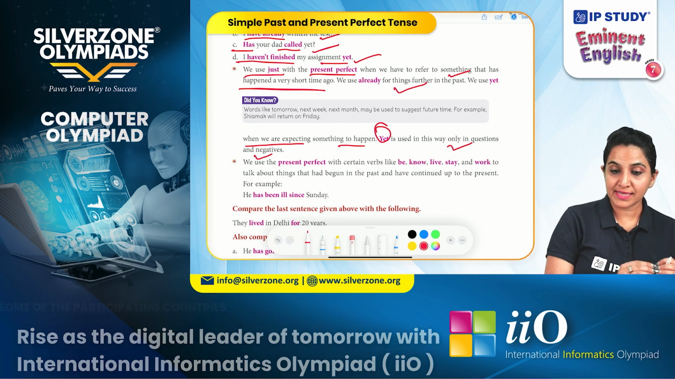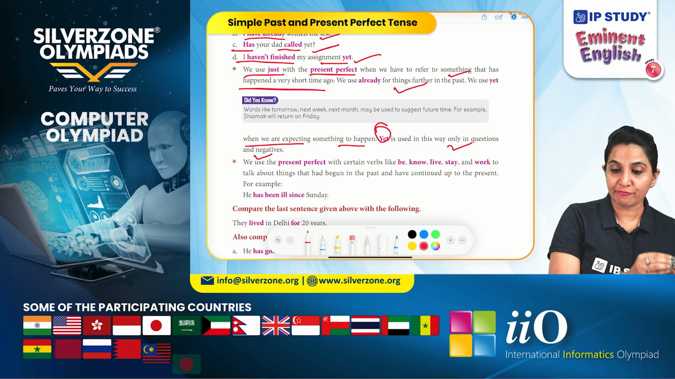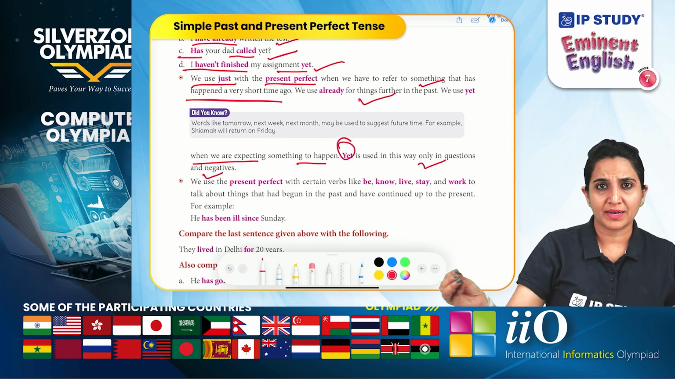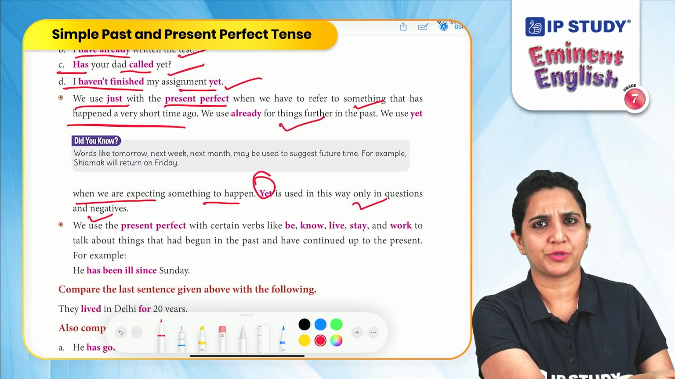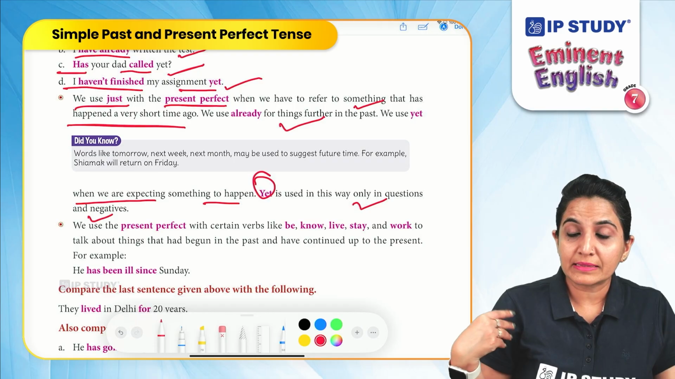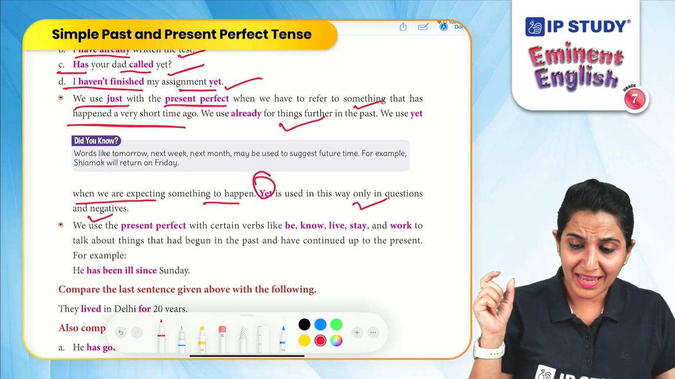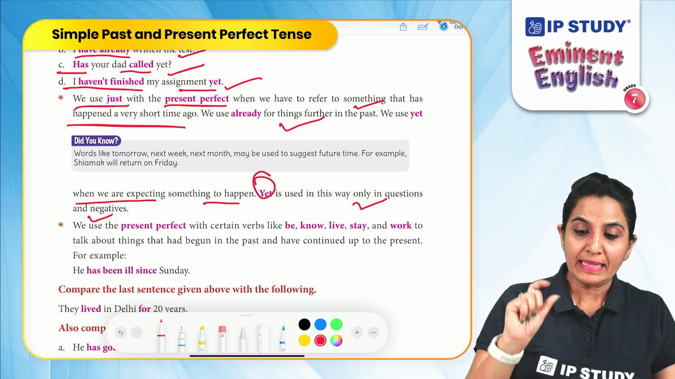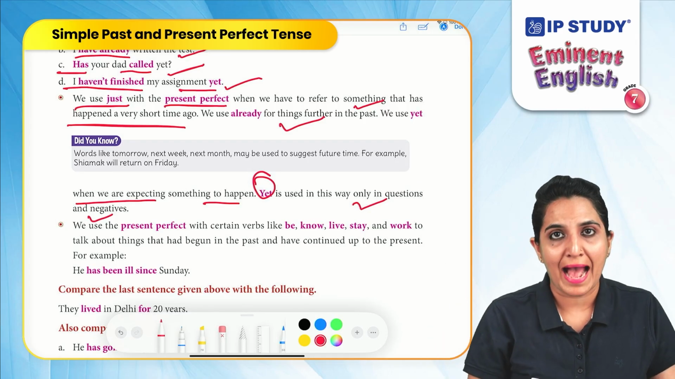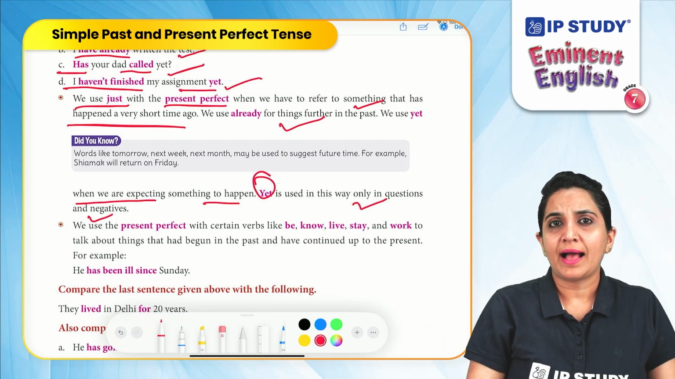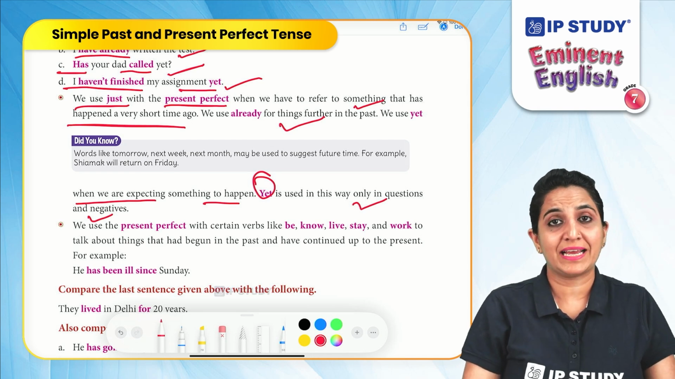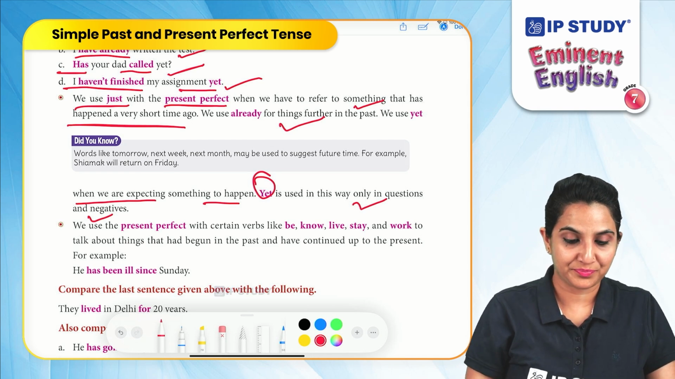So just is used when we refer to something which has happened a short time ago, like I was just explaining this topic to you, right? Already is used for things further in the past. And yet is used in the question form or when we are expecting something to happen. For example, I have not finished my assignment yet. I have not finished writing my book yet.